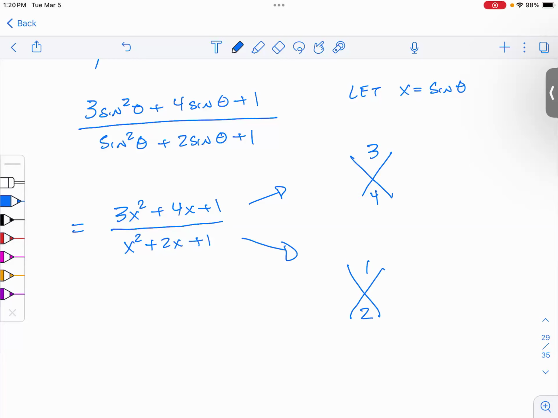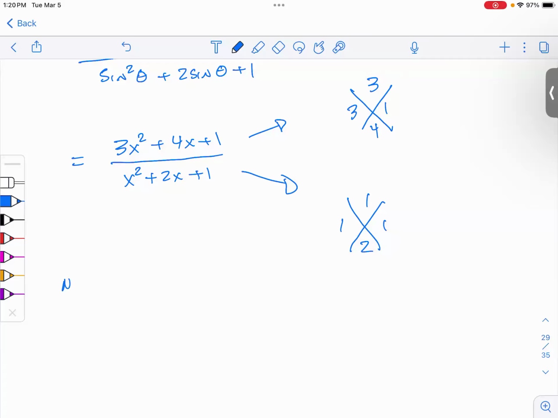So the AC diamond, all right, for the numerator, what are the factors? What multiplies to 3 and sums to 4? 3 and 1. For the bottom, what multiplies to 1 and sums to 2? 1 and 1.